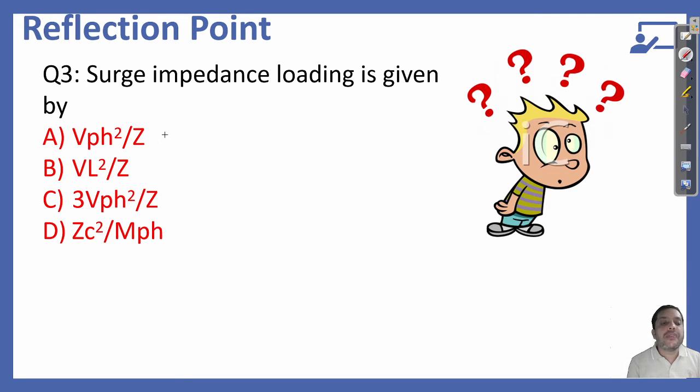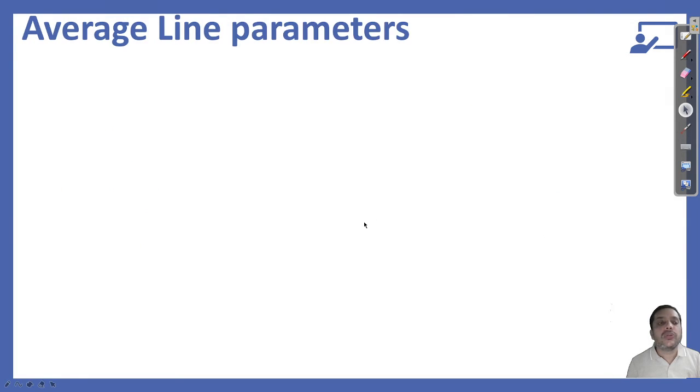For the single phase, this is the answer. Now guess for the three phase. Hope you answered. This is the answer: 3 VPH square upon Z. Hope you got the correct answer. Okay, let's begin the next point.